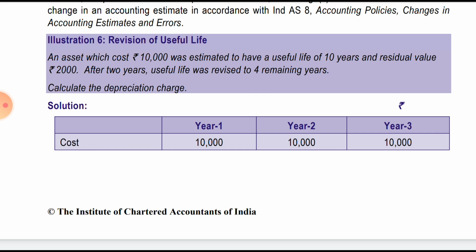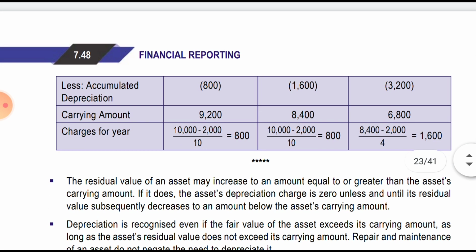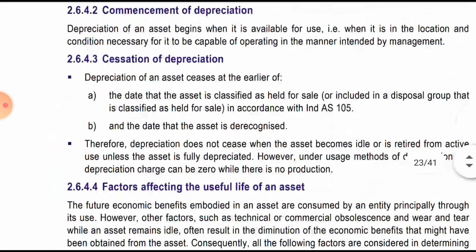Now the revised useful life is 4 years. After 2 years the useful life is revised to 4 remaining years. So 8,400 minus 2,000 residual value, divided by 4. So we get the depreciation for the next period as 1,600. So for the first 2 years it is 800 each, and from the third year it will be 1,600. See, the depreciation charge is 800 and 1,600.